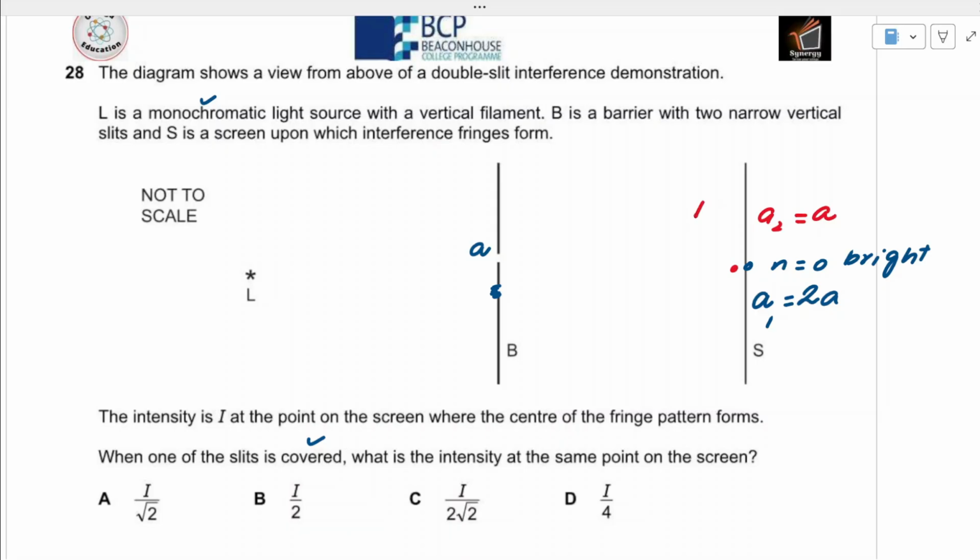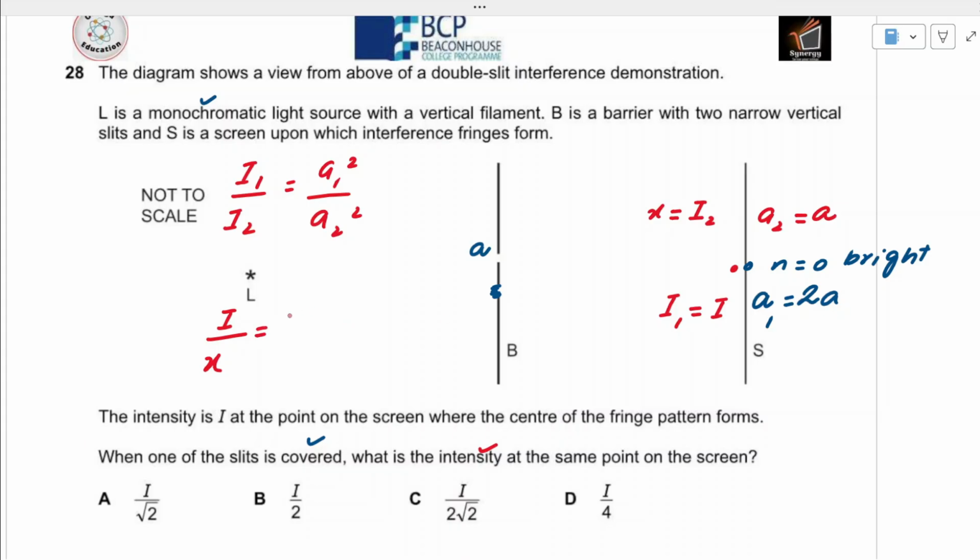And now let us call the new intensity I2 and the initial intensity I1, and the initial intensity was represented by the symbol I. So let us use a formula: I1 over I2 equals A1 square over A2 square. What is I1? I. What is I2? We don't know. We need to find I2, the intensity at the same point, the new intensity. You can call it X. The new intensity is to be found out.